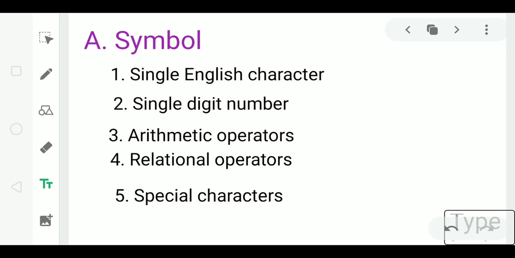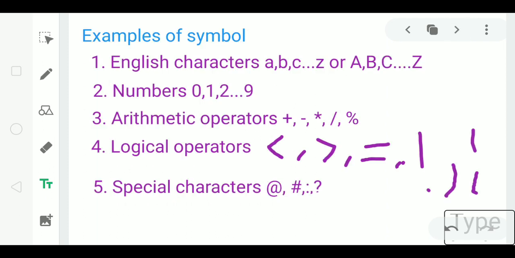And special characters are a third category of character. It can be @, hash, colon, question mark, dollar, prompt, anything.